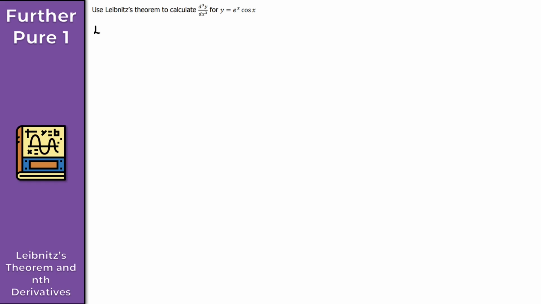To begin with, we're going to let u equal e to the x. So u is equal to e to the x, and v is equal to cosine x. Okay. So for the next step, what I want is the first, second, and third derivative of u with respect to x. And the same is true for v, right? So I want the first, second, and third derivative of v, again with respect to x.